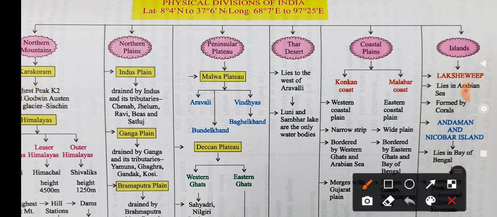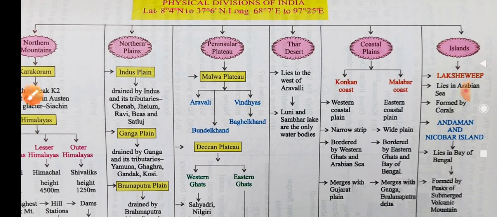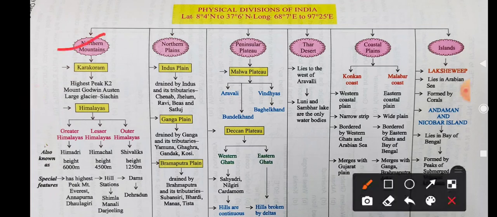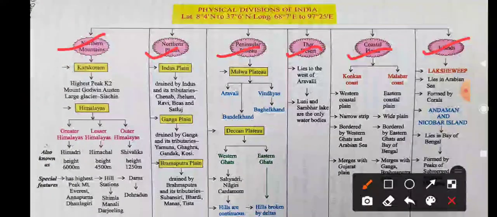The physical division of India means how our country India is divided. Basically, in India, all types of physical conditions are available, like mountains, plains, plateaus, desert, and islands. It means all the types of landforms are available in our India.